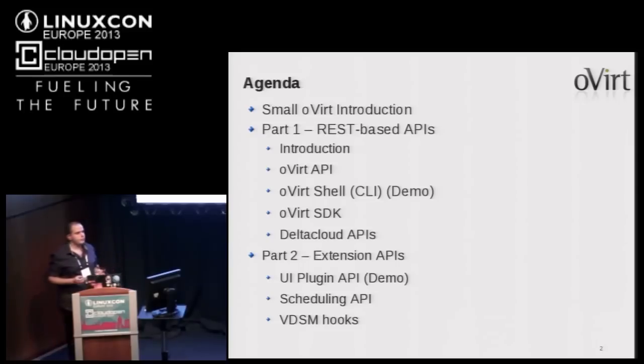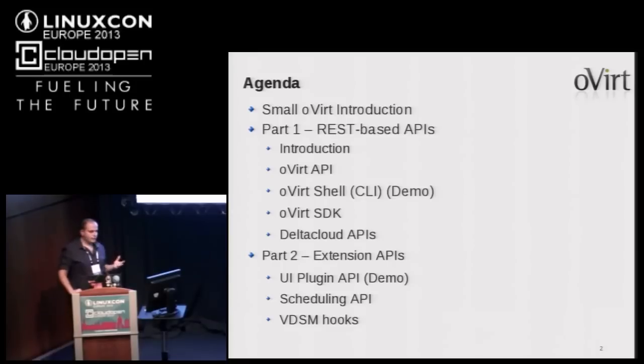The first one, we'll talk about the REST-based APIs that we have in the oVirt engine. I'll start with an introduction to that. Then I'm going to show the three types of APIs we have: the regular API, the shell command, the oVirt shell, which is the CLI. I'll show some demo of that, and the SDK. Then I'm going to briefly talk about Delta Cloud APIs and how they can be used also with the oVirt engine.